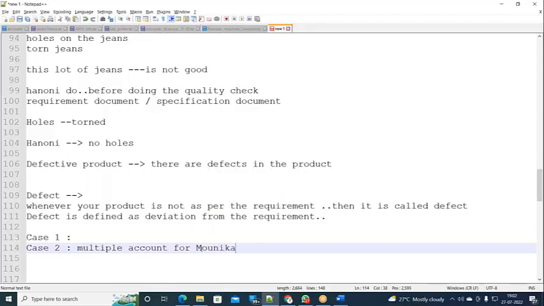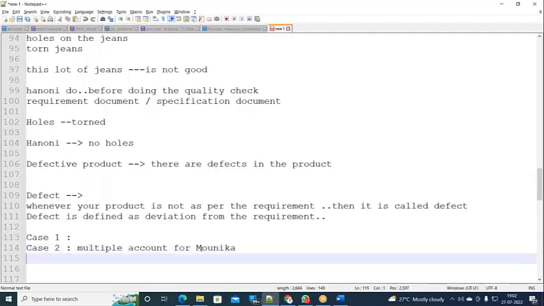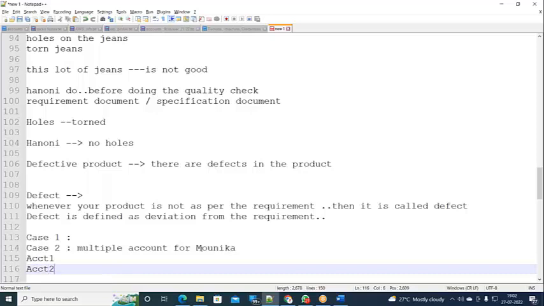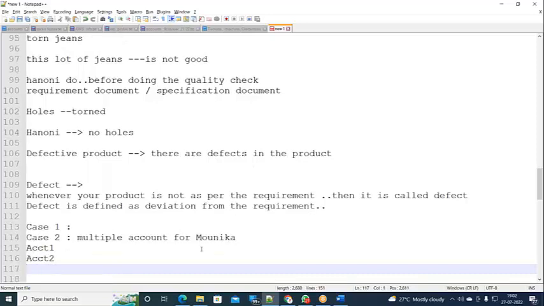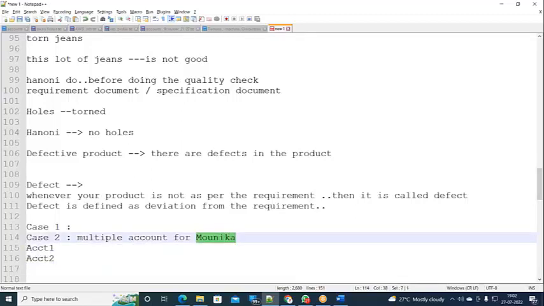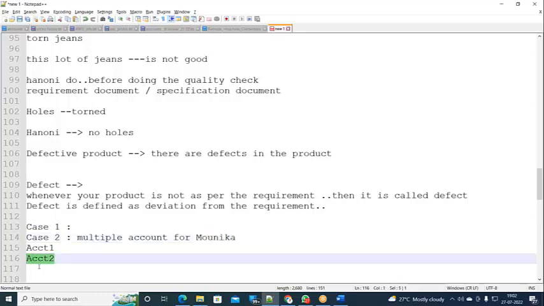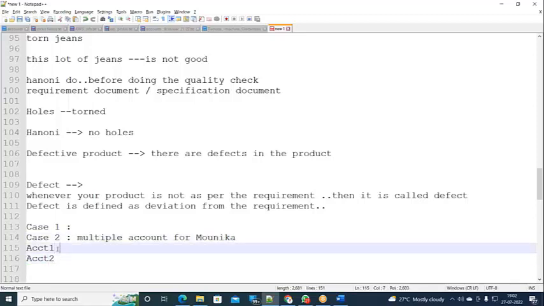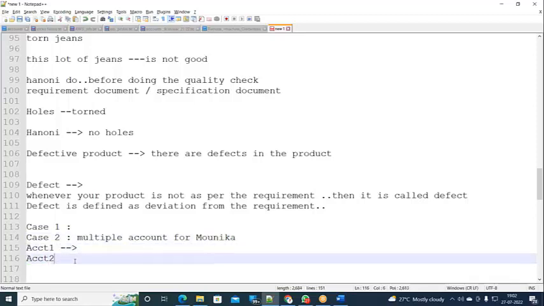Monica is a rich girl. She has two accounts with ICICI, so multiple accounts for Monica: account one and account two. Okay, so we did the money transfer from the first account, but the money is getting transferred from the second account. These two accounts are for Monica only because Monica is a rich person. Now, as a part of the testing, you're transferring the money from account one, but what is actually happening? The money is getting transferred from account two.